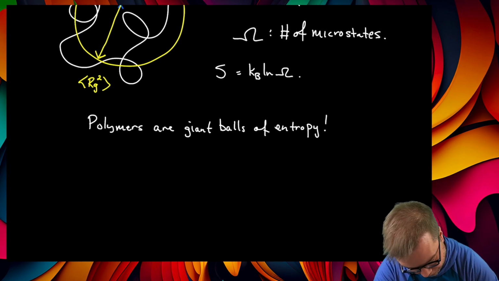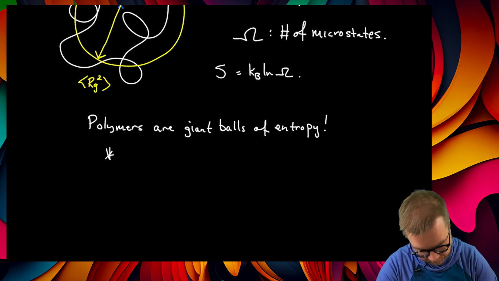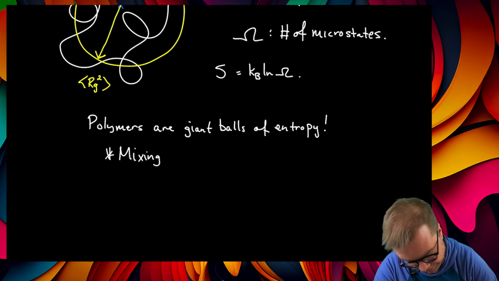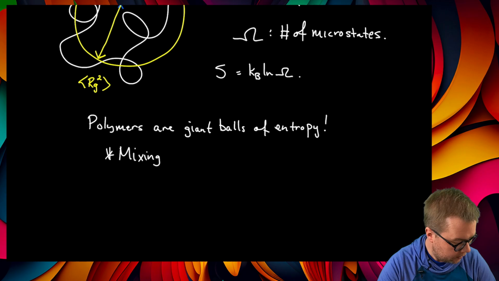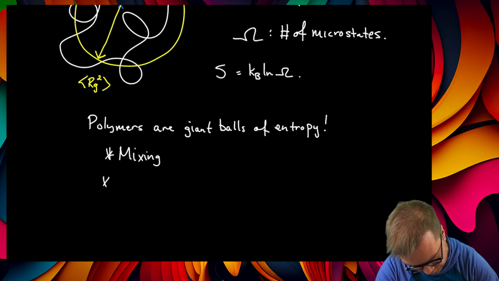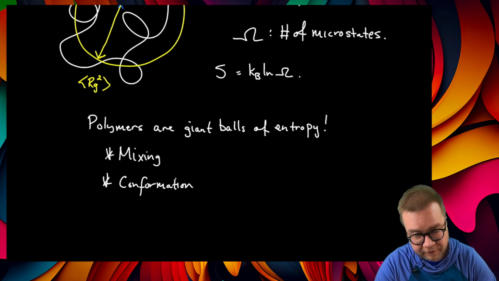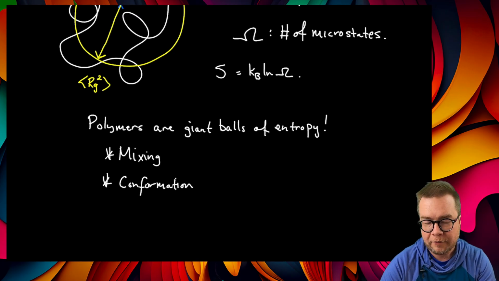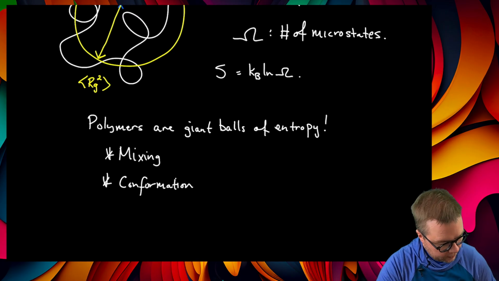So for example, if we can determine the entropy of a collection of polymers, then we can understand something about the ability of these things to mix together, whether that's with polymer and solvent or polymers and polymers. We can also use the entropy to understand what the conformation of a polymer or set of polymers is. By conformation, I mean the shape of the molecule itself, like is it really stretched out or is it kind of balled up in some kind of random walk?